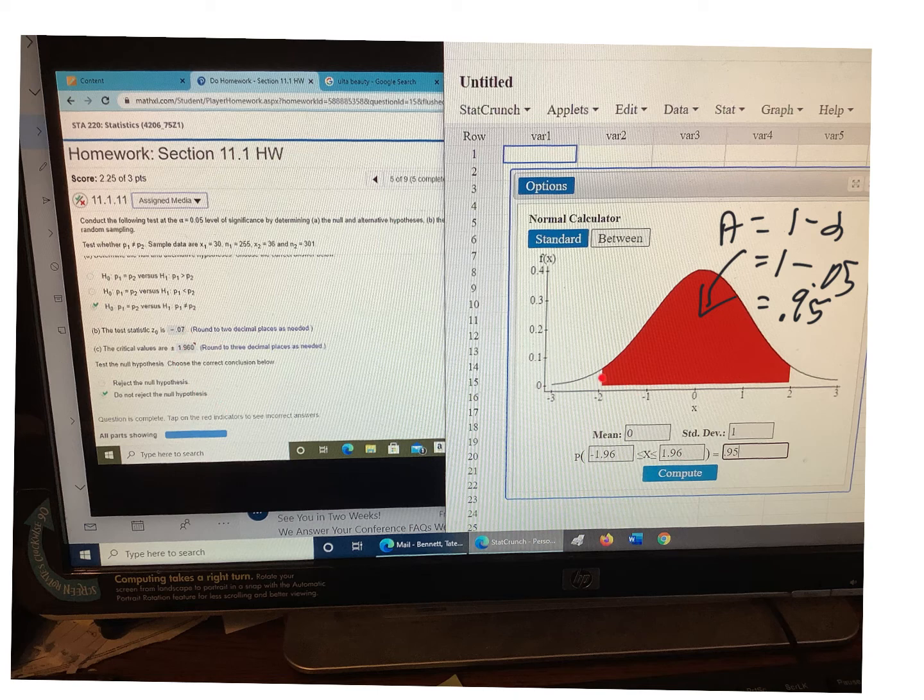Well, I guess they want -1.96 also. So I just use the normal calculator between and just 1 minus what that is. Yeah, they want both because it's a two-tailed test. Hope that helps.